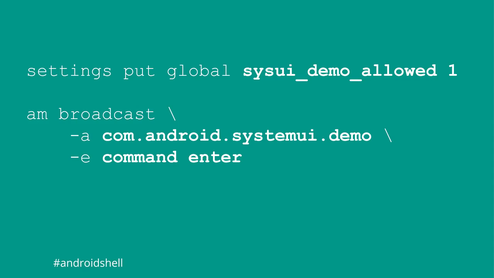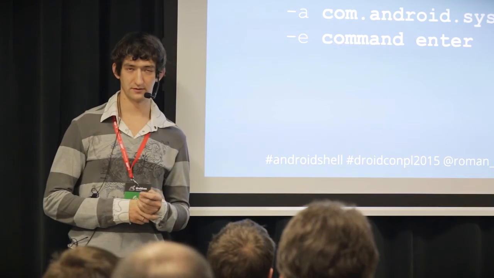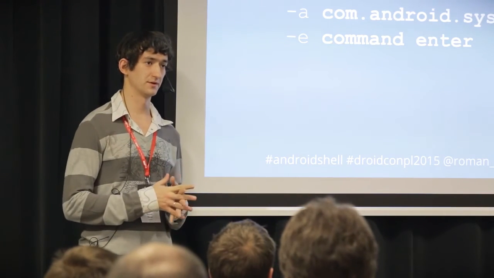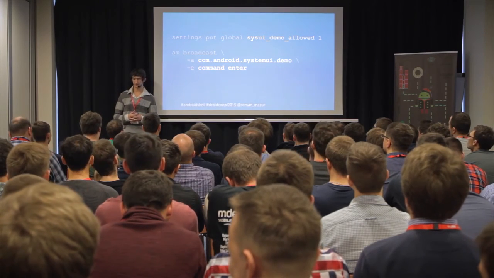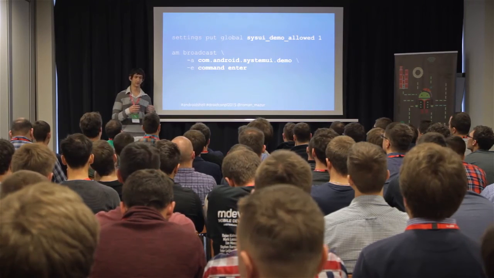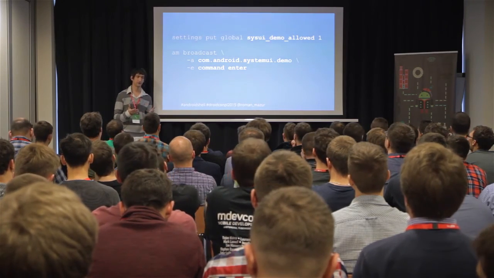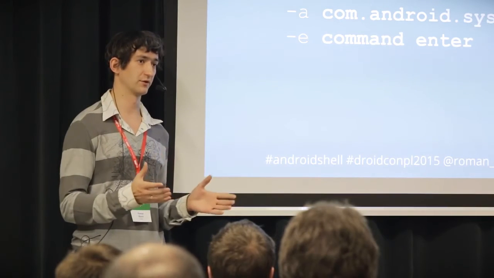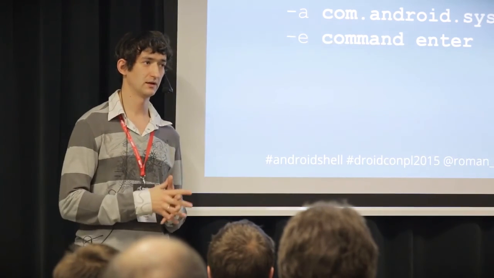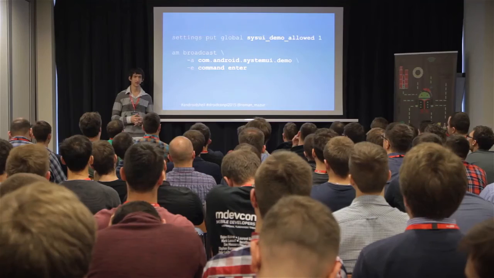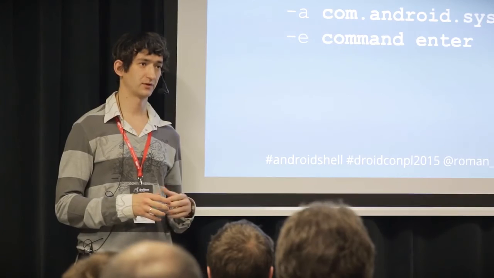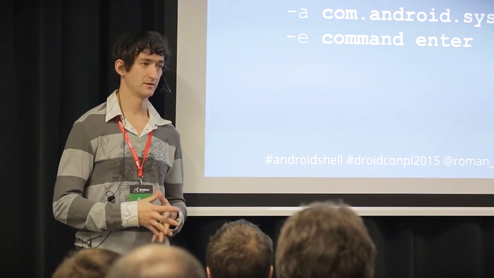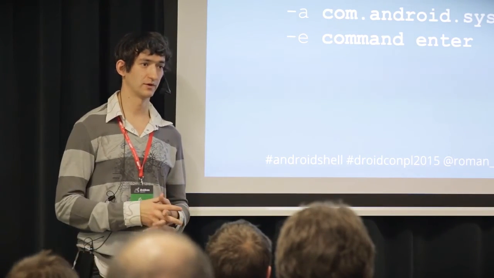Another useful command is a simple intent protocol that you can use to tweak your status bar. Behind the scenes, system UI has a special component that implements a very simple intent protocol. Basically, it reacts to broadcasts with special commands and allows you to make the status bar enter some special demo mode. In this demo mode, you can configure the status bar as you wish.